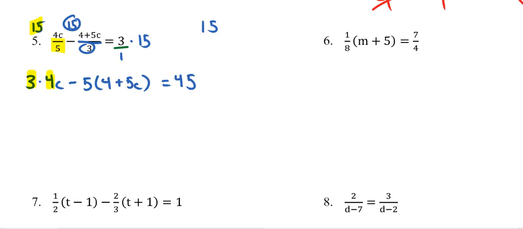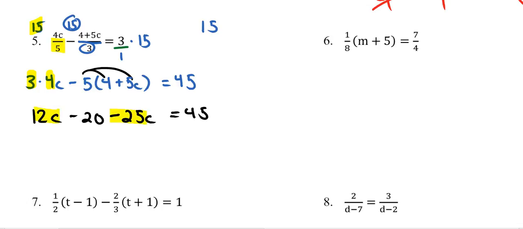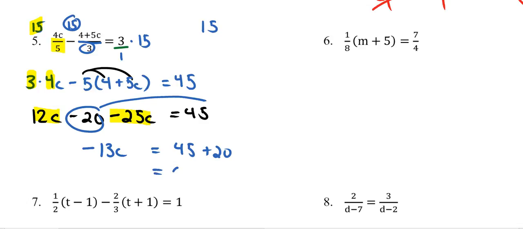3 times 4 is going to be 12c. And then we distribute this across. That'll be minus 20 minus 25c equals to 45. I combine this 12c and that negative 25c, and that's going to give me negative 13c. And this negative 20 I can bring to the other side. So that's going to be 45 plus 20, that's going to be 65 equals to negative 13c, and then divide both sides by 13. I actually get a nice answer here, I think.